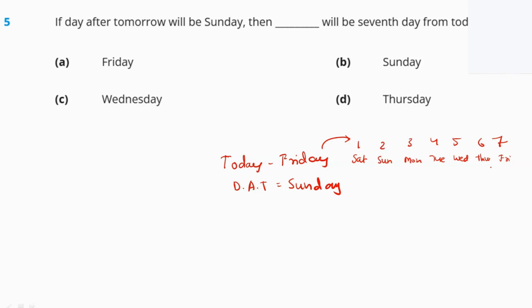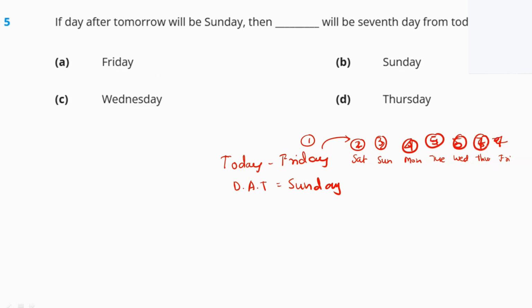If day after tomorrow will be Sunday, then what will be the seventh day from today? Okay, seventh day will be what? So today is actually day one. Then we have day two is Saturday, day three is Sunday, day four is Monday, day five is Tuesday, day six is Wednesday, and day seven is Thursday.